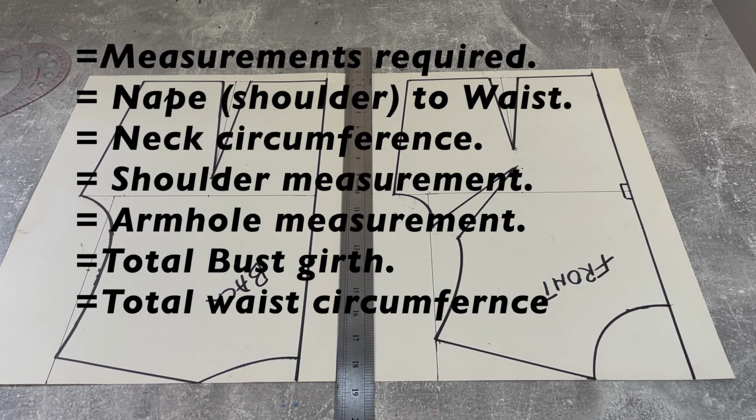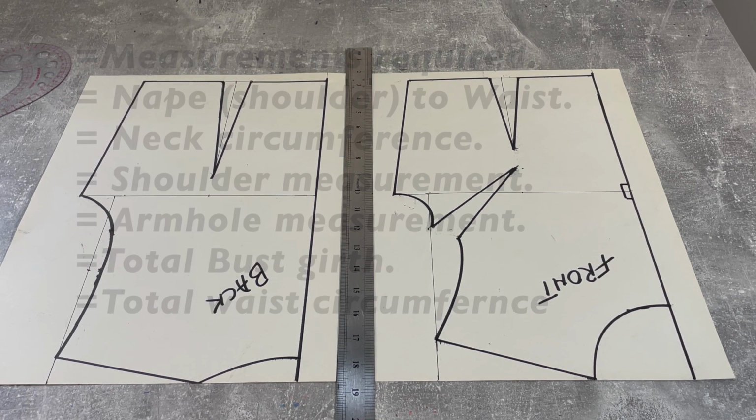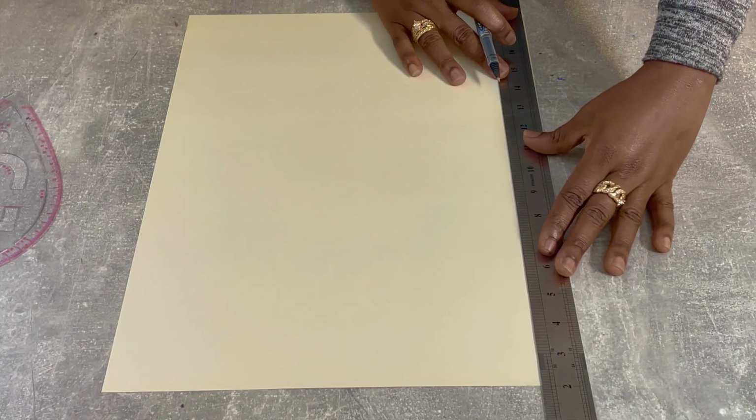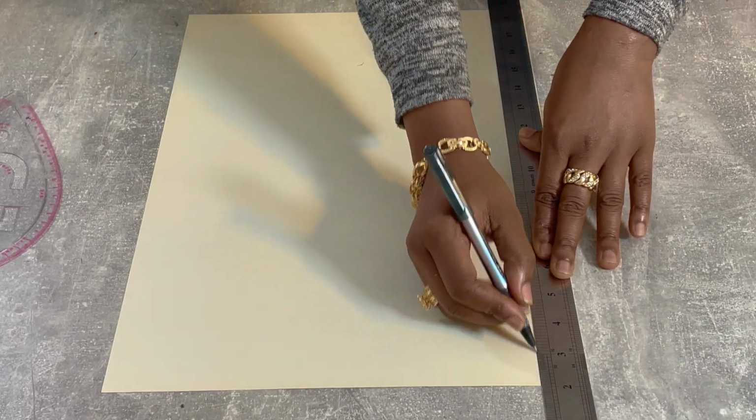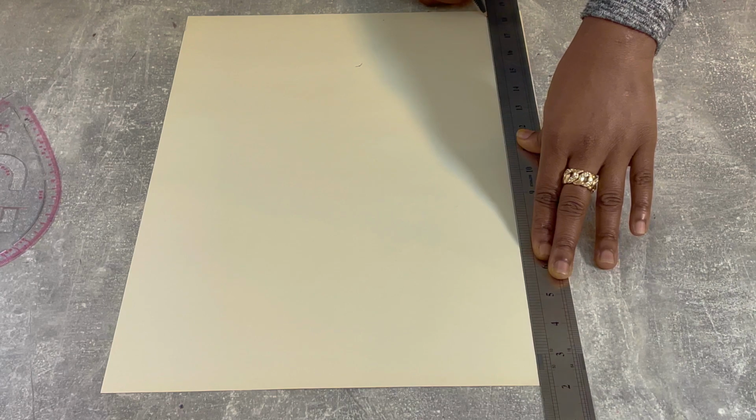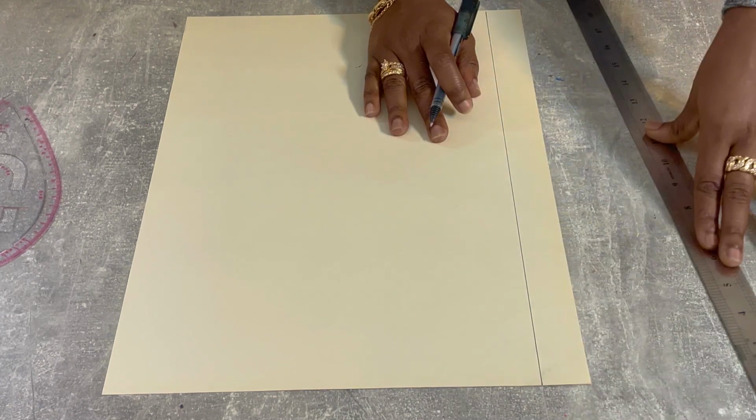Hello everyone, today we'll be constructing the basic bodice block with armhole dart. So let's do this together, let's go. We are going to start by drawing our guideline like so.